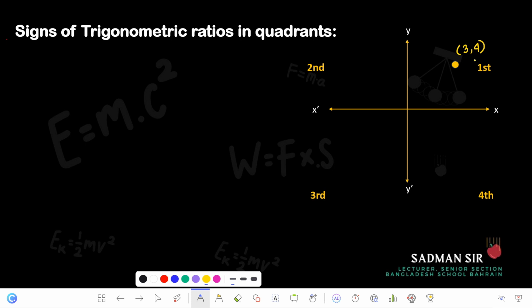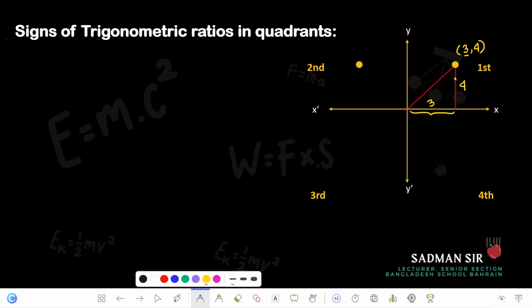Now, if I draw a perpendicular from this point on the x-axis, what can we say? We can say that as the value of x is 3, we have traveled 3 along the x-axis, correct or not? And the value of y is 4, so along the y-axis we have traveled 4 units. So this is 3 and this is 4. There is no confusion about it.